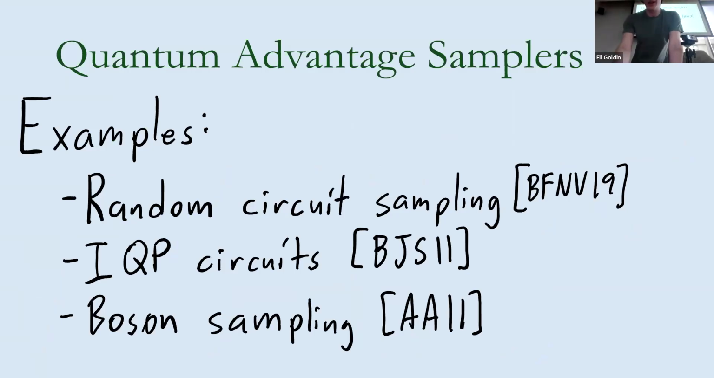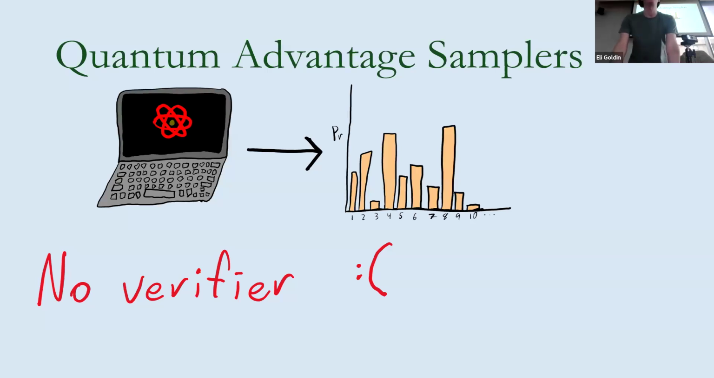They claim this, but unfortunately there's no way to tell if they're telling the truth, because there's no way to verify that samples really came from a quantum advantage sampler. At least there's no known generic way to verify whether the samples we've been given really came from a random circuit or an IQP circuit or something like this.